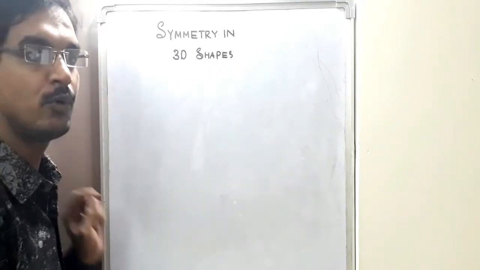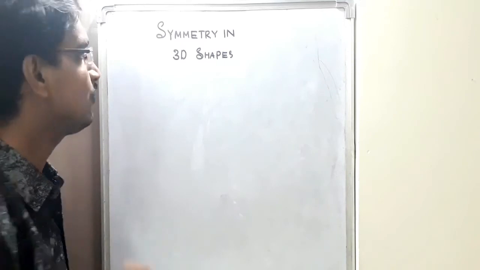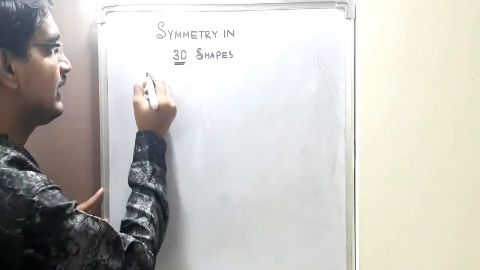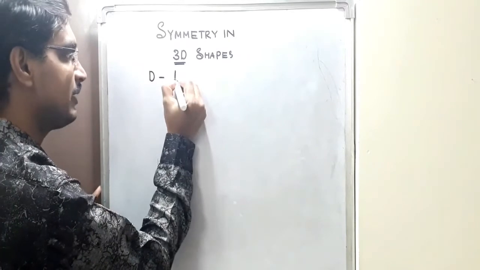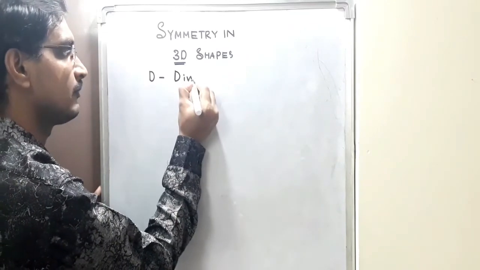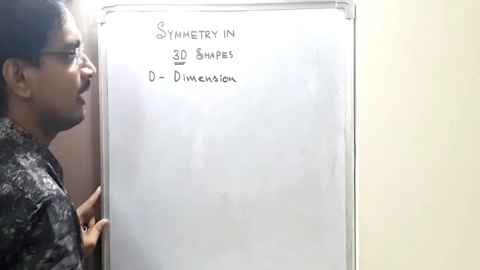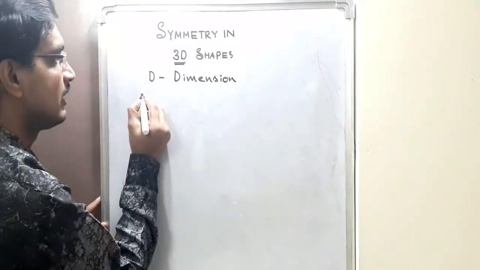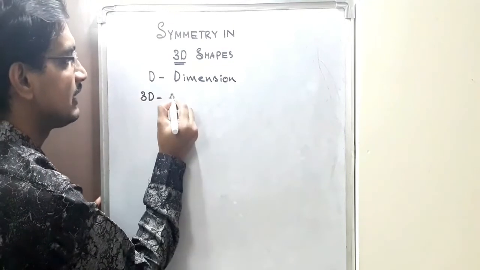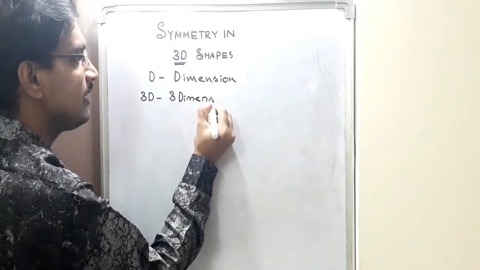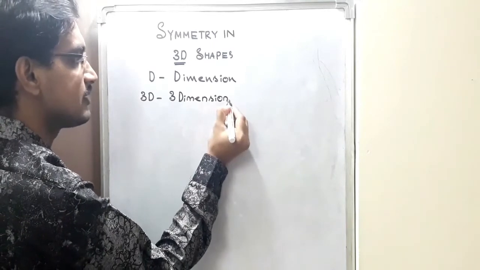So before moving ahead, I want to tell you what exactly this 3D means. Here D means dimension. So 3D means it contains 3 dimensions. 3D means 3 dimensions.